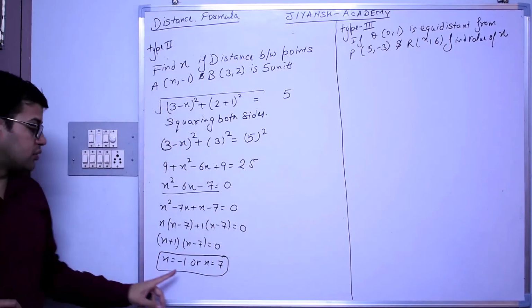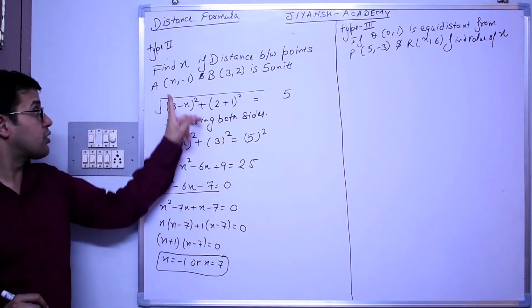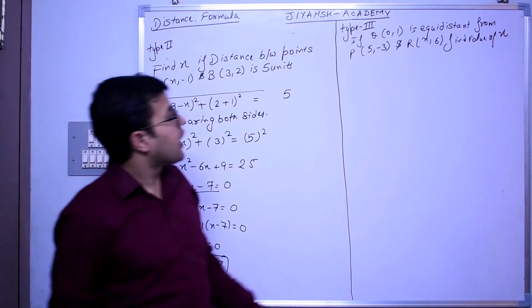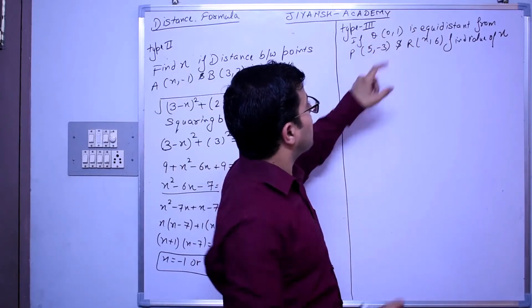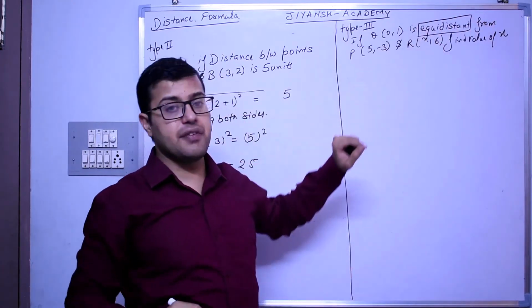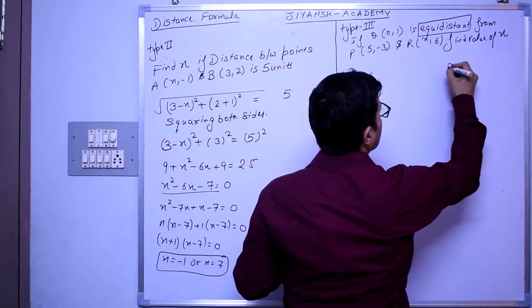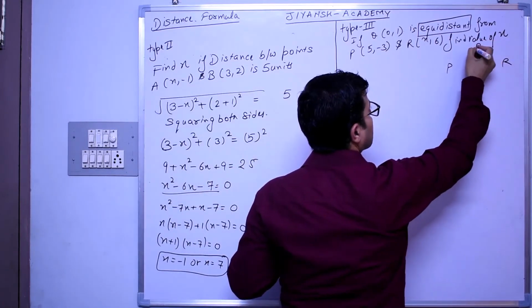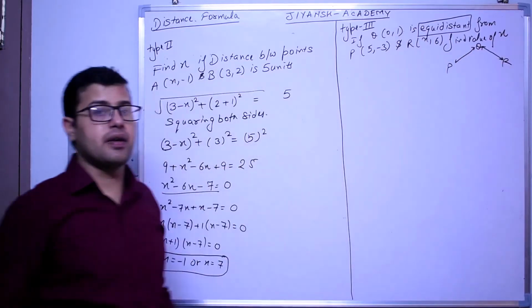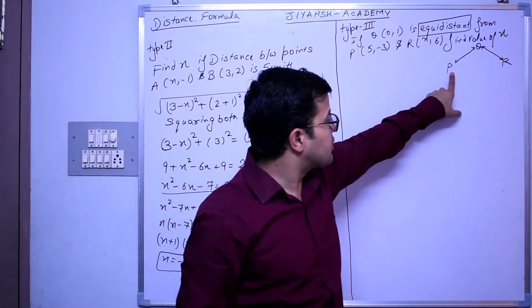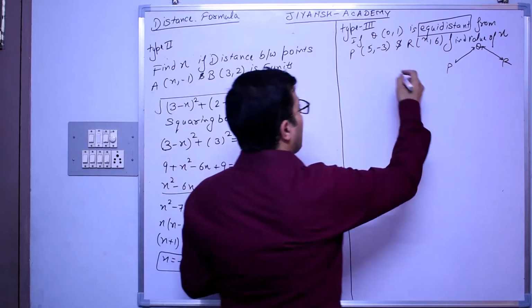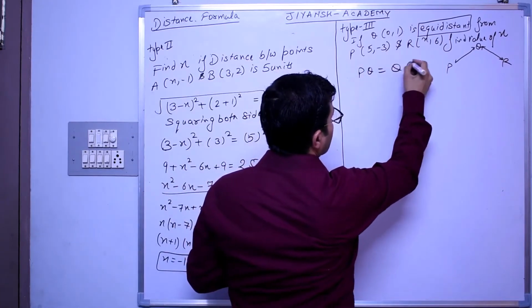Right? So the coordinate of this A will be either minus 1 comma minus 1 or it can be 7 comma minus 1. Okay? Now type 2. Now in this case they will be using the term equidistant, a point which is equidistant. Now what does this mean? That if P and R are 2 points and Q is over there, the distance PQ is the same as that of QR. Right? So Q is said to be equidistant from P and R, meaning PQ should be equal to QR.